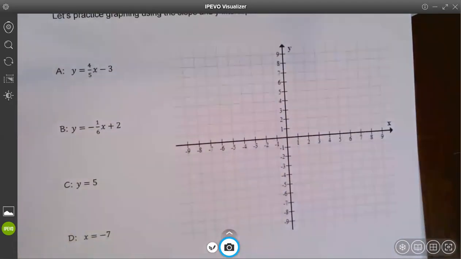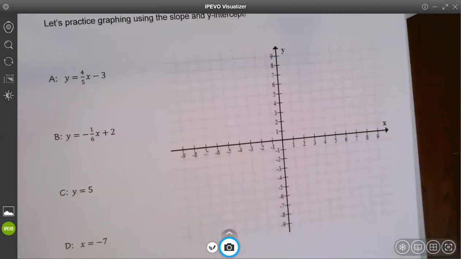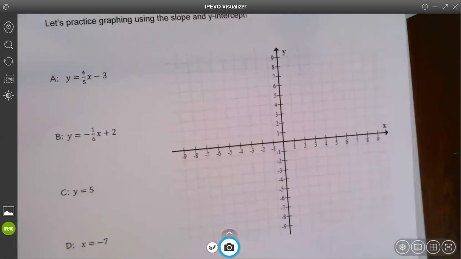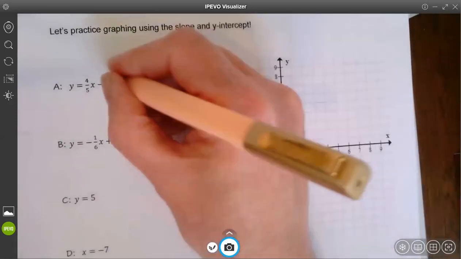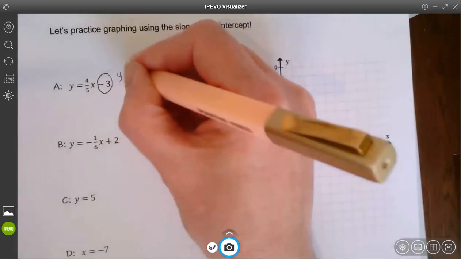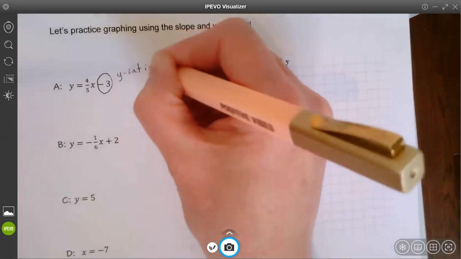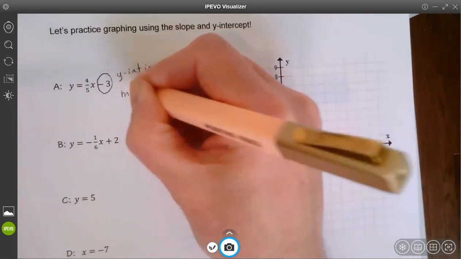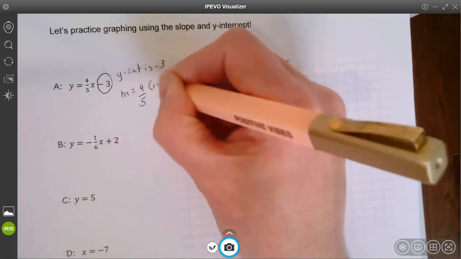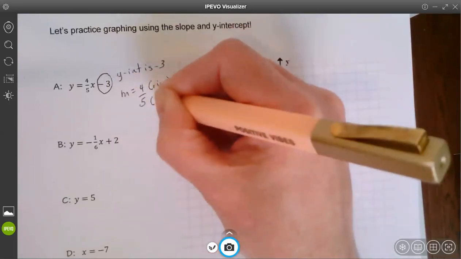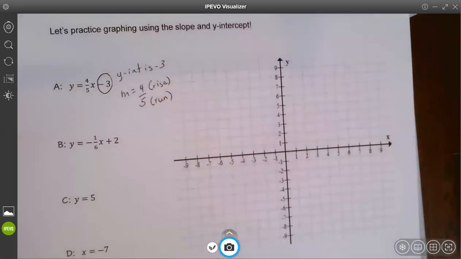So I've got 4 examples here, and we're just going to recap graphing. I'm going to do all my graphs on the same grid, and I'm going to label them. So the first thing we want to do is graph the line y equals 4 over 5x minus 3. Remember, the y-intercept is -3, and our slope is 4 over 5, with the 4 being the rise and the 5 being the run.